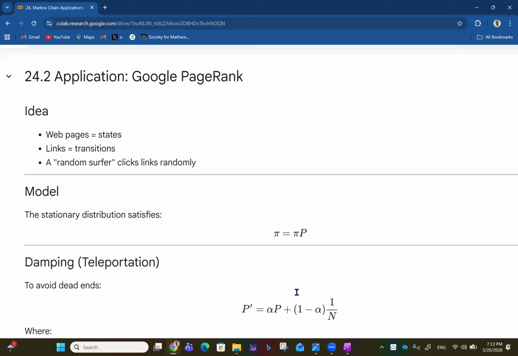application of Markov chains in Google PageRank. All right, so the idea is that web pages are seen as states, links are seen as transitions, and a random surfer clicks links randomly, like when you get on the internet. So every web page is a state, and every link to get to that page is a transition. The model is this: the stationary distribution satisfies pi = pi P, which we've seen a lot of times.